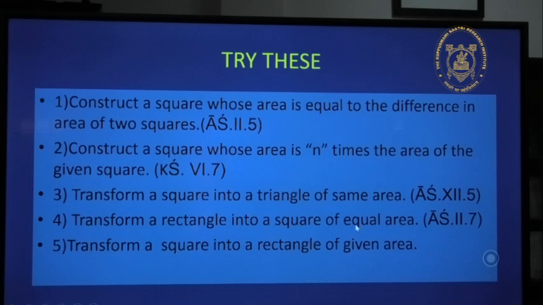Transform a rectangle into a square of equal area. Transform a square into a rectangle of given area. I'm just giving a few examples. There are a lot of constructions like this. If you want to give some extra work for talented students or some project work, you can ask them to do this.